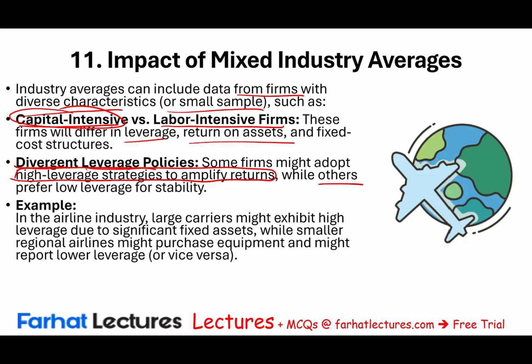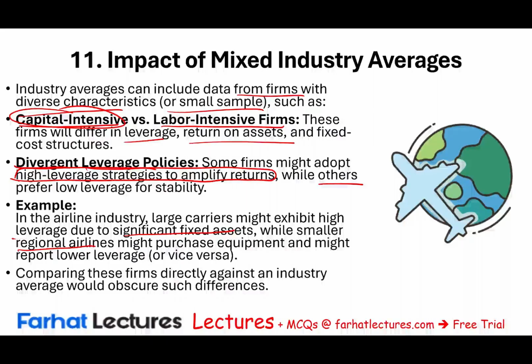So in the airline industries, large carriers may exhibit high leverage due to the significant fixed cost, while smaller regional airlines might purchase equipment and might report lower leverage because they prefer to buy them, or vice versa, where the small borrow and the large buy. It doesn't matter. The point is how you operate from a leverage perspective, how you acquire your assets, whether you want to buy them upfront or you want to borrow money. It makes a difference. Although that difference is going to appear in ratios as wide, in reality, that's a choice you make. Therefore, the ratios will have to be taken with a grain of salt.